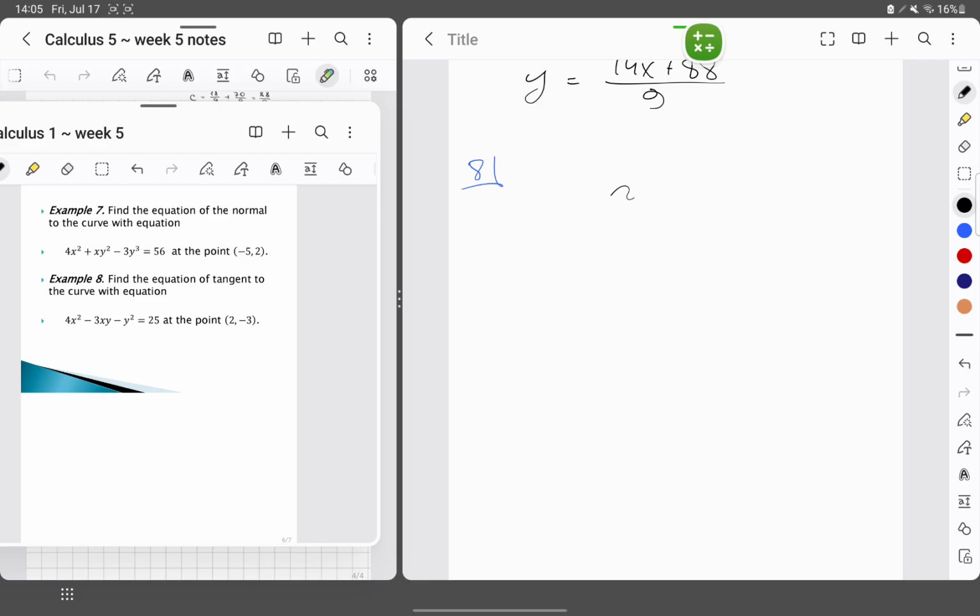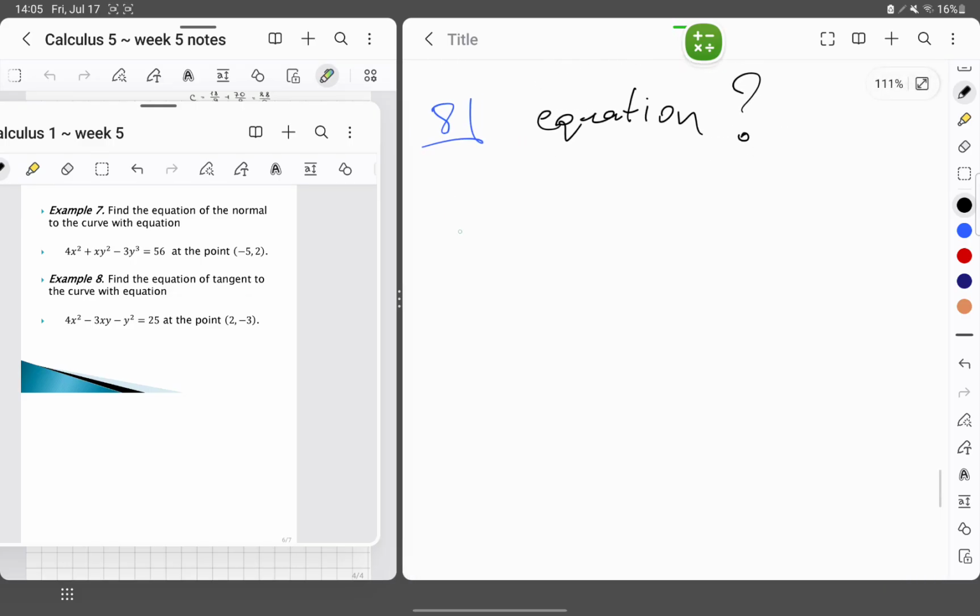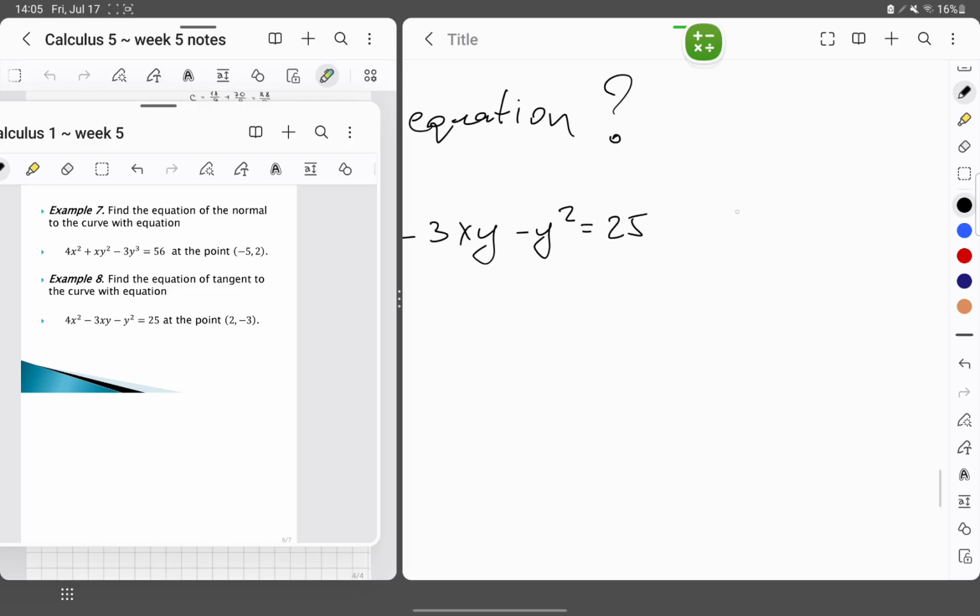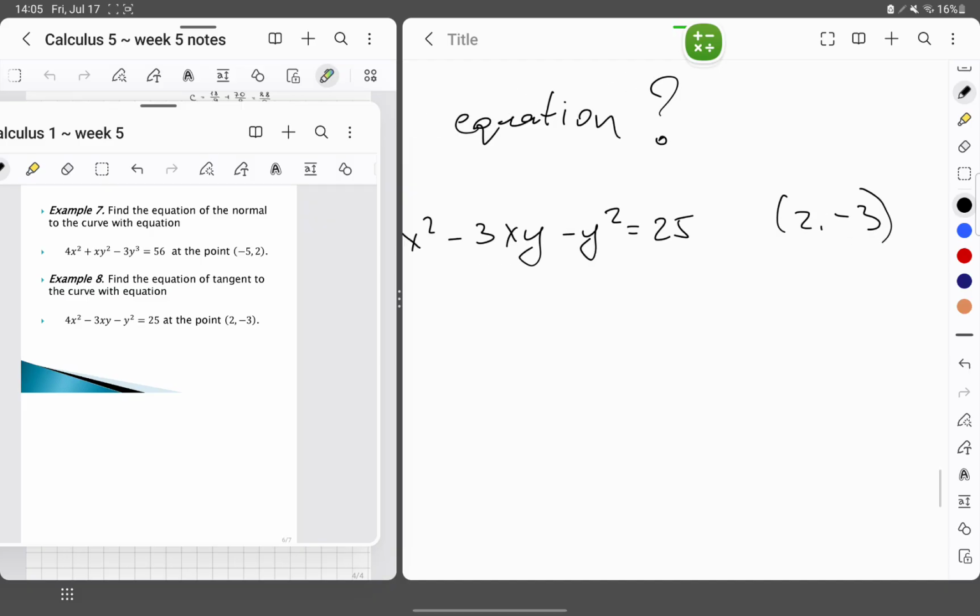Find the equation of the tangent to the curve at this point. Okay, 4x squared minus 3xy minus y squared will be 25 at the point 2, negative 3.